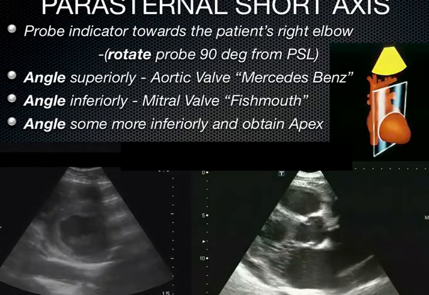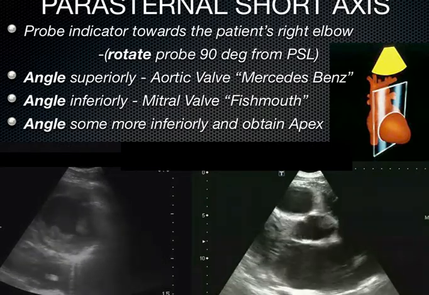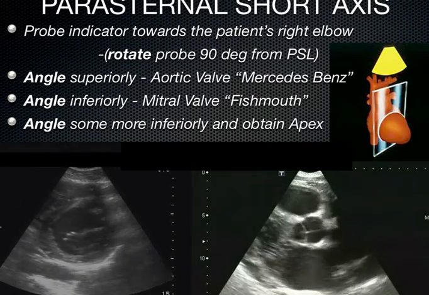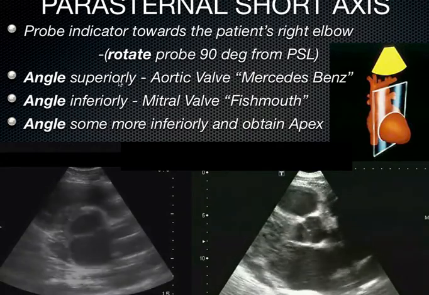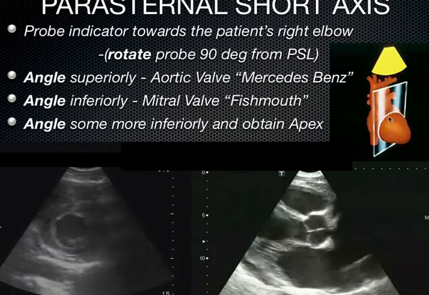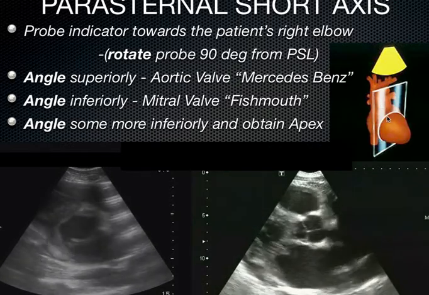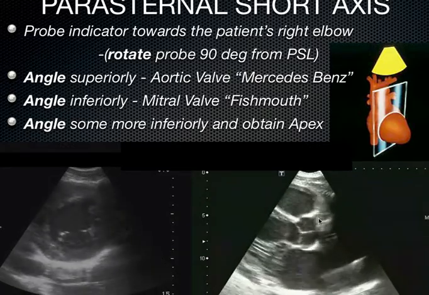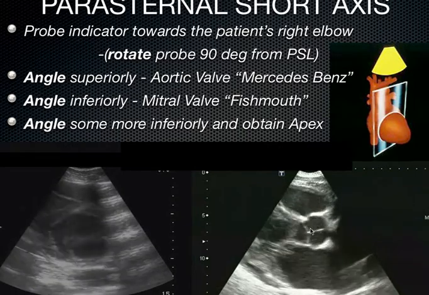Now, to move into the parasternal short axis, you go 90 degrees from the long, and you get into the short. All you need to do is rotate the transducer from the left hip over to the right hip, and then you'll see the short axis. If you're very superior on that short axis, or another way to think of it is very proximal, because here's the short axis of the heart over here, you'll see the aortic valve, which is what this looks like right here. Because it's a tricuspid valve, when you get it in this axis, it looks like a little Mercedes-Benz sign.